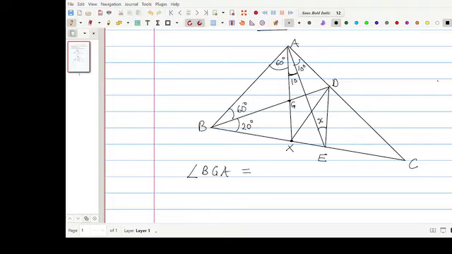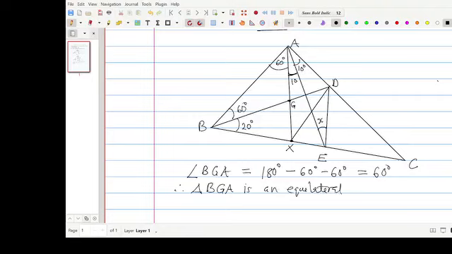So we can say angle BGA is equal to, now you know the sum of angles in a triangle is 180 degrees, so I can say 180 degrees minus 60 degrees minus 60 degrees, and that will give me 60 degrees. Can you see that? That means the angles in triangle BGA are each 60 degrees. And what kind of triangle do we call that? Equilateral triangle. So we can say, therefore, triangle BGA is an equilateral triangle. All right, we've established that.